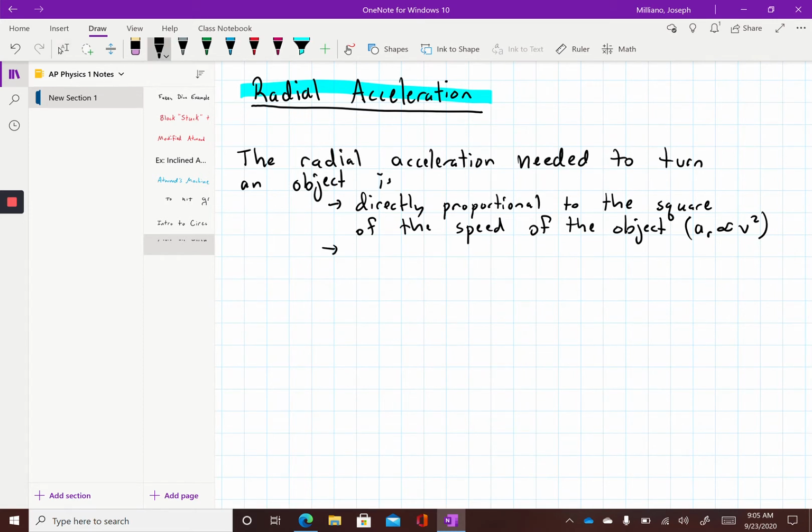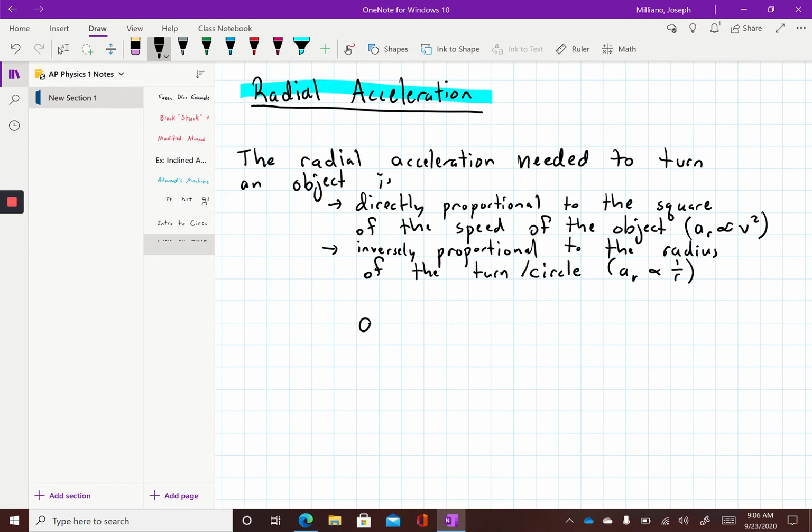And then the other factor that matters is that it's inversely proportional to the radius of the turn, or the circle. So the other thing is that radial acceleration is proportional to 1 over the radius. And that might make some sense too. A smaller radius is going to need more acceleration to turn. It's going to be harder to do that one also because it's a tighter turn.